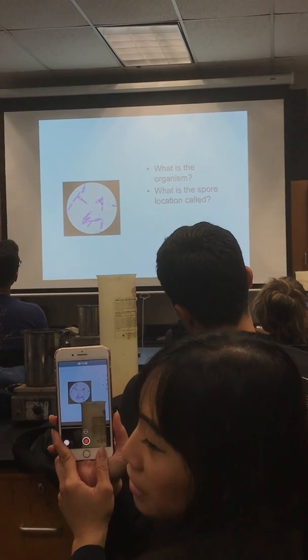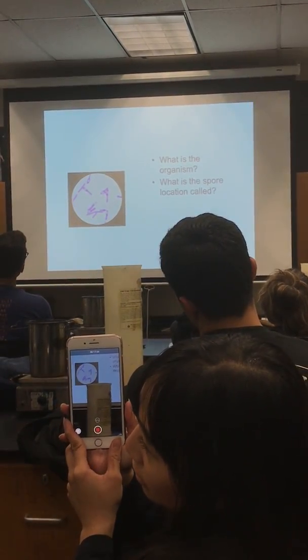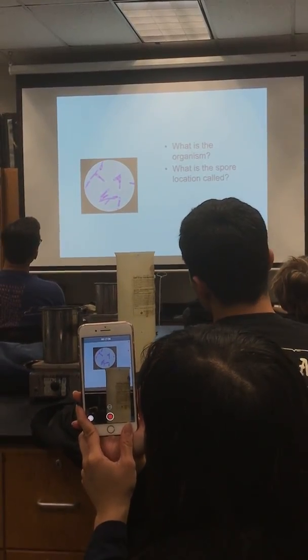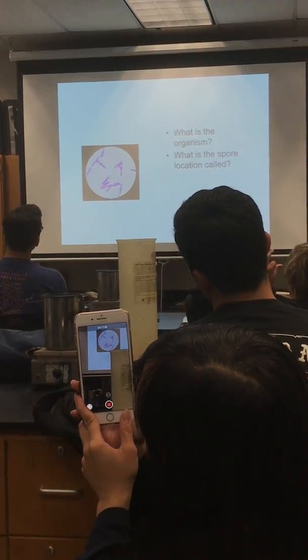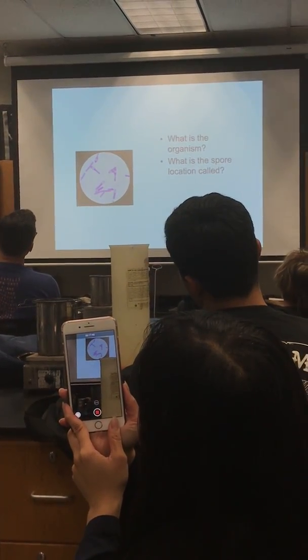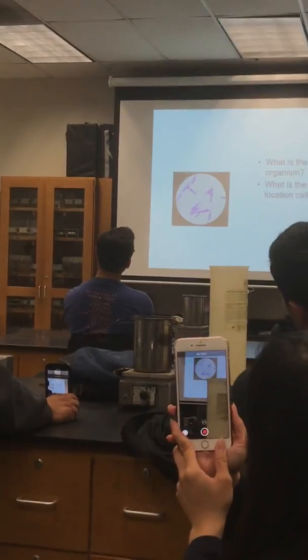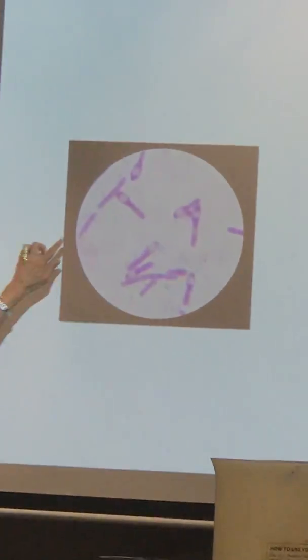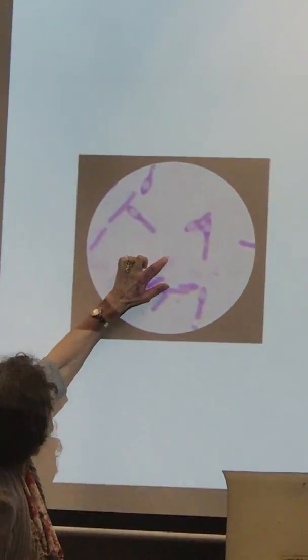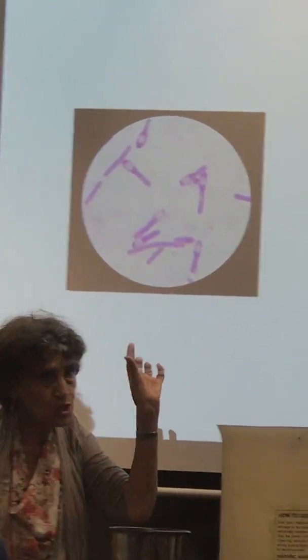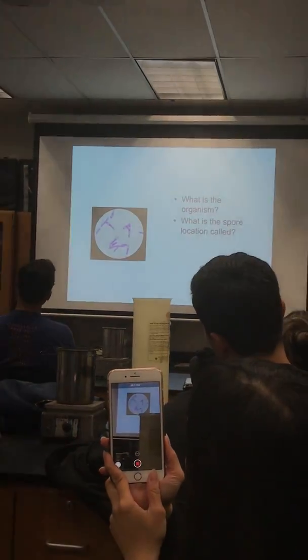What is this organism? Clostridium botulinum. Why do you know that this one's botulinum? Because the spore is not at the end. Right, so you can see that this is not quite totally at the end. There's some stuff here. It's close to the end, but it's not quite at the end.